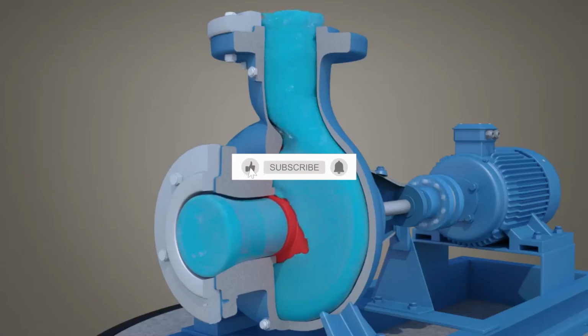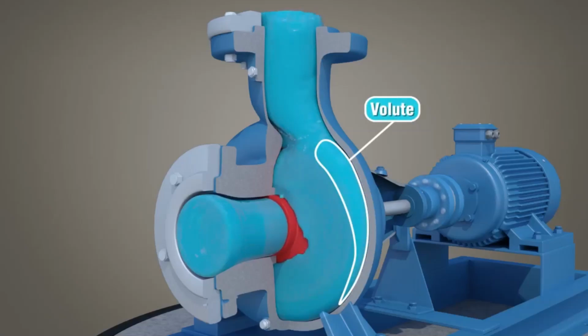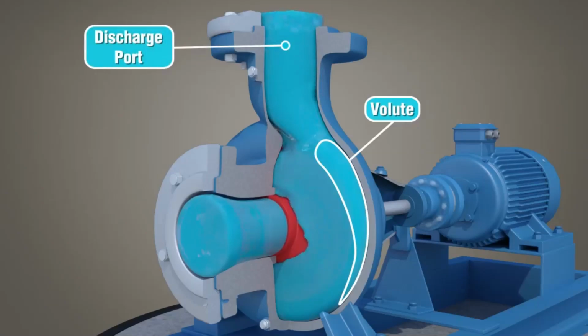As the impeller spins, centrifugal force moves liquid from the eye outward along the impeller blades toward the inside curved funnel area of the casing, known as the volute. As the liquid travels along the volute, its velocity decreases while its pressure increases. The now higher pressure liquid flows to the discharge port of the pump and out into the piping system.